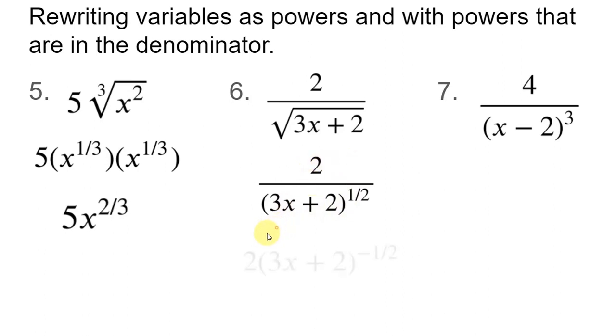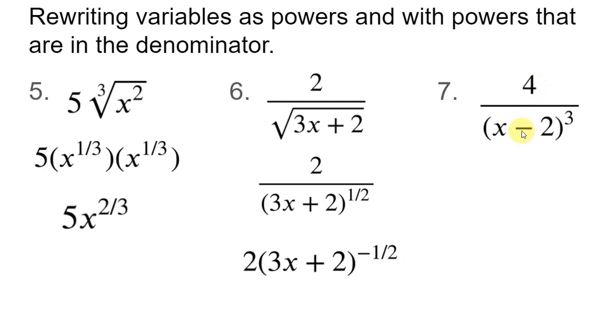So it's going to end up looking like this: 2 times (3x + 2) to the negative 1/2 power. Now, mind you, only this 3x + 2 is to the negative 1/2 power, because that's the part we moved. 2 is still to the first power. You don't have to write that. So let's take a look at this one: 4 over (x - 2) to the 3rd.